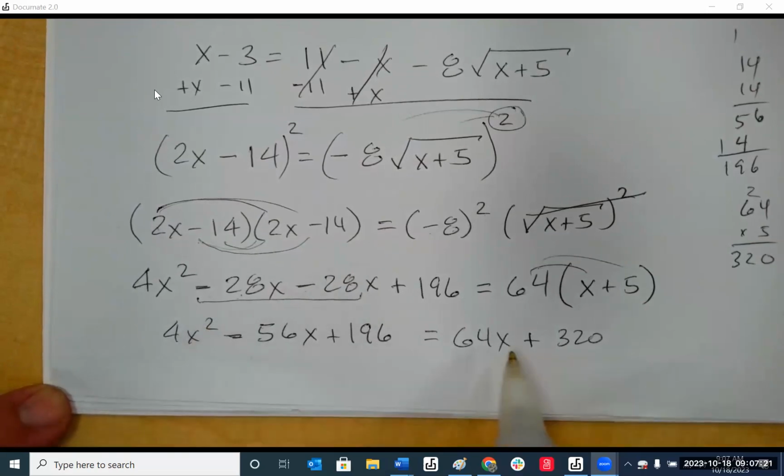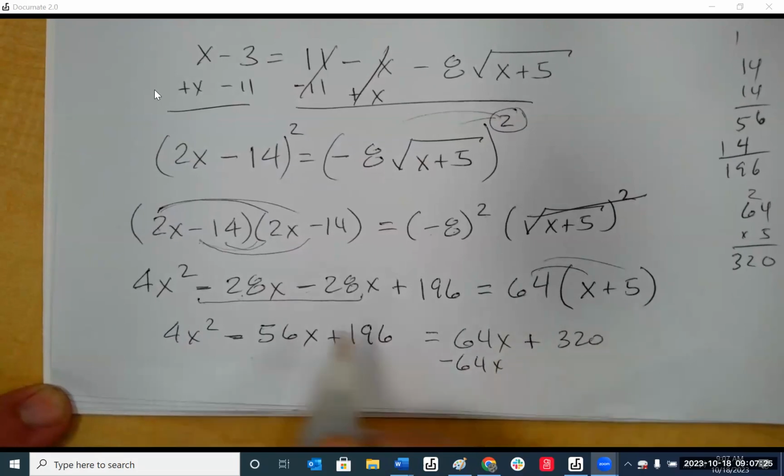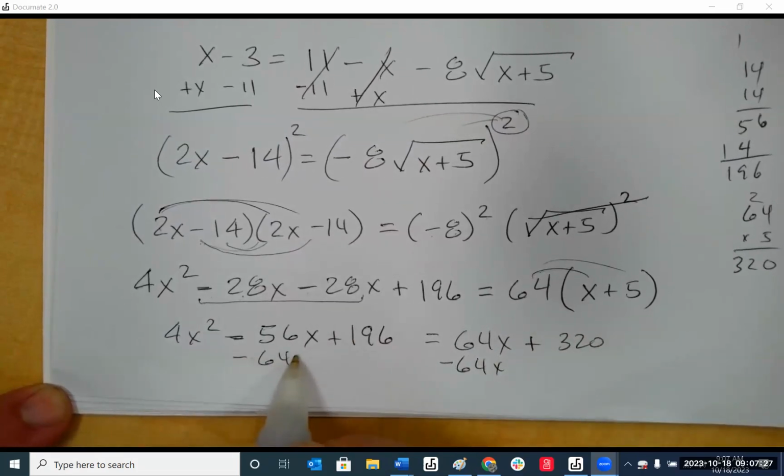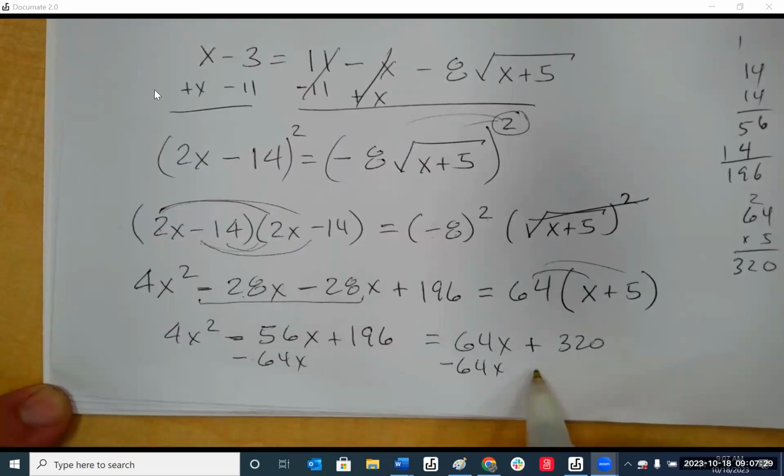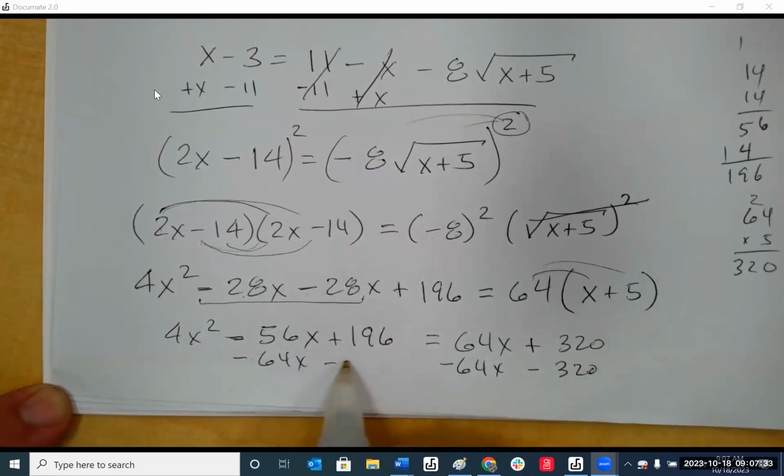Since it's a quadratic, everything has to go over to one side. So I subtract 64x from both sides, and I subtract 320 from both sides.